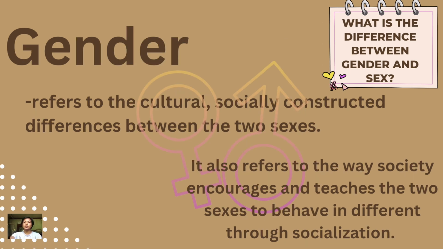So let us proceed with gender. Gender refers to the cultural, socially constructed differences between the two sexes. It also refers to the way society encourages and teaches the two sexes to behave differently through socialization. So it means that it does not exist naturally, but is instead a concept that is created by cultural and societal norms.